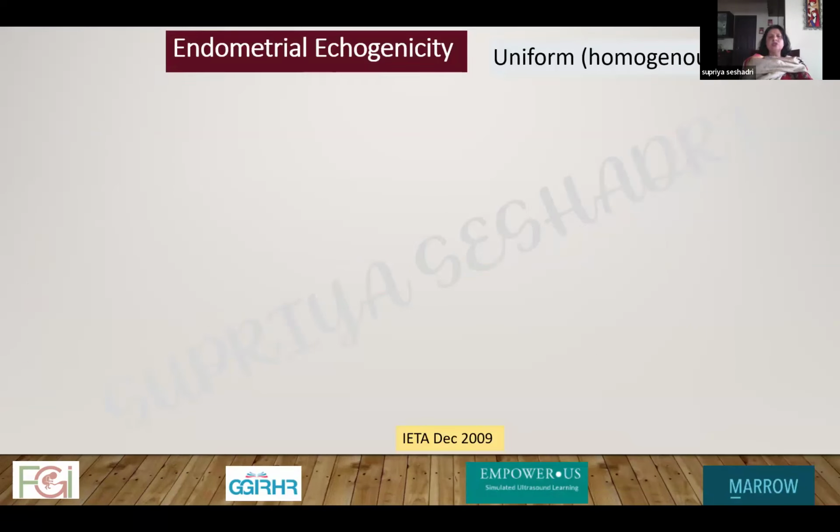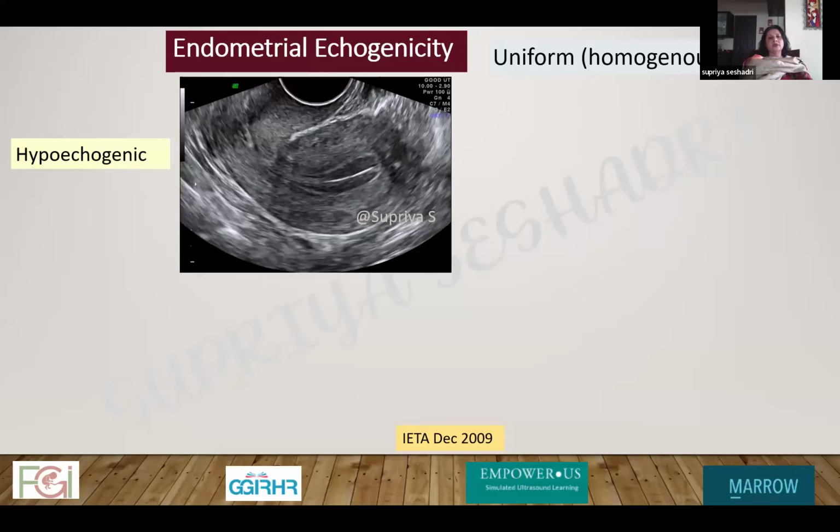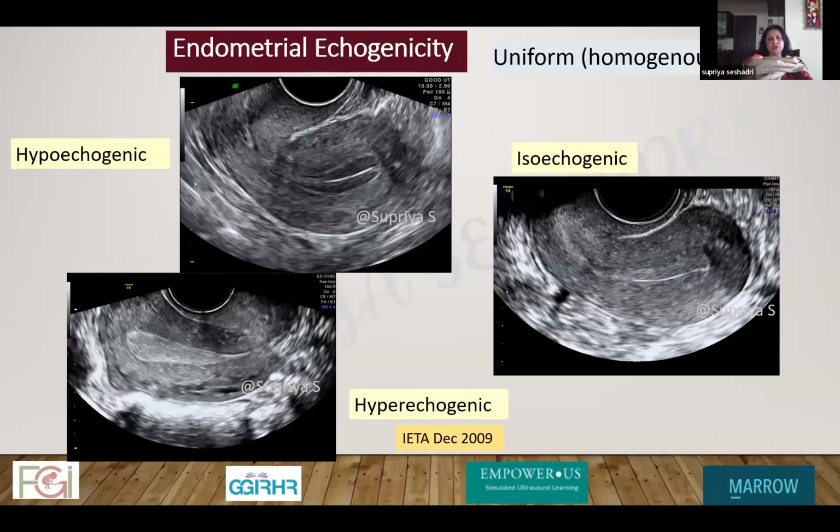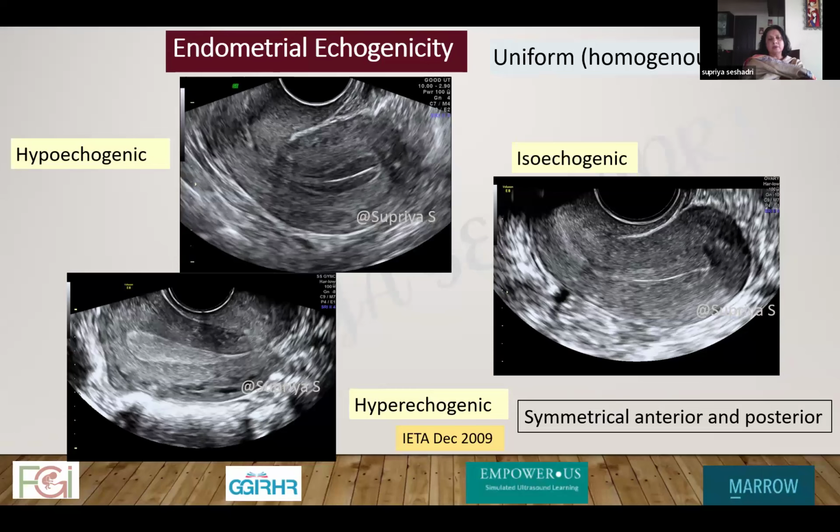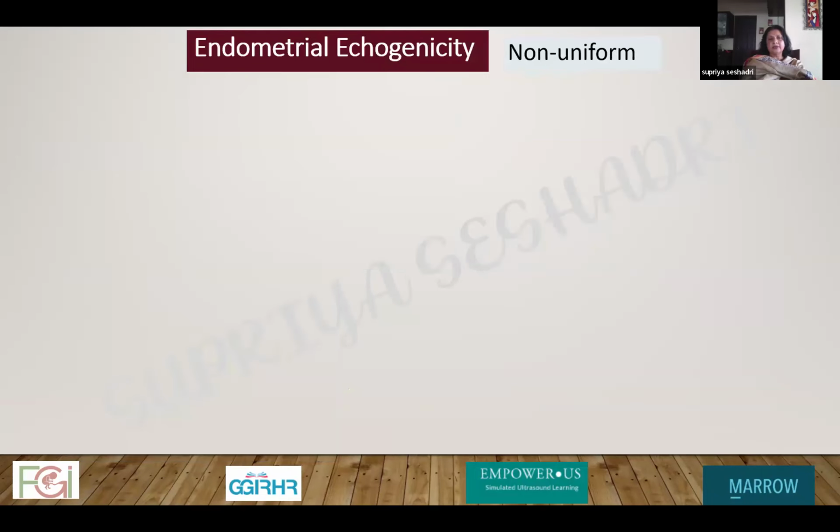Coming to echogenicity, again, two categories, uniform or homogeneous, and non-uniform. So in uniform homogeneous, this is to be called hypoechogenic as per IETA, and this we all know is the triple line endometrium. This is an isoechogenic and this is a hyperechogenic. Now for the newcomers, those new to ultrasound practice, how do we actually say hypo, iso, or hyper? It is when we compare the echogenicity to the surrounding myometrium. And therefore, with this background, you'll easily understand why these are labeled as such. Also, it's important that the endometrium should be symmetrical, anterior and posterior.